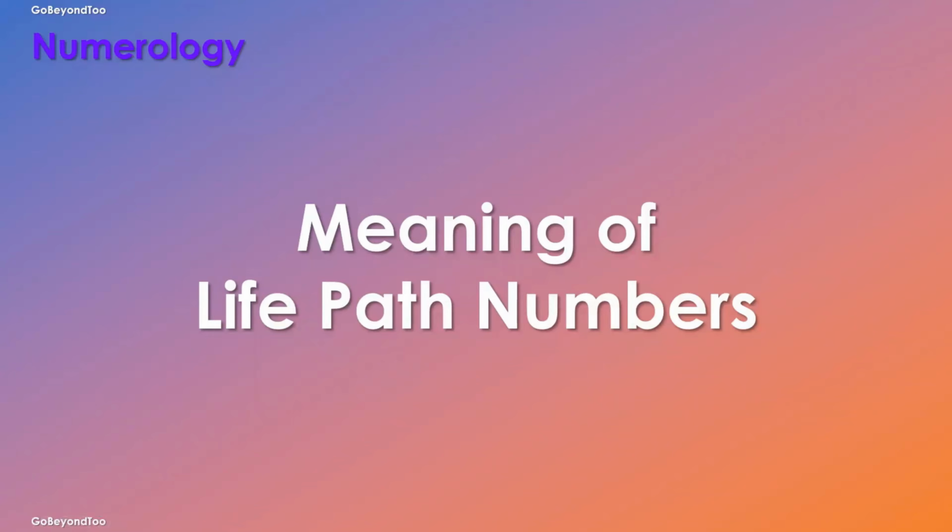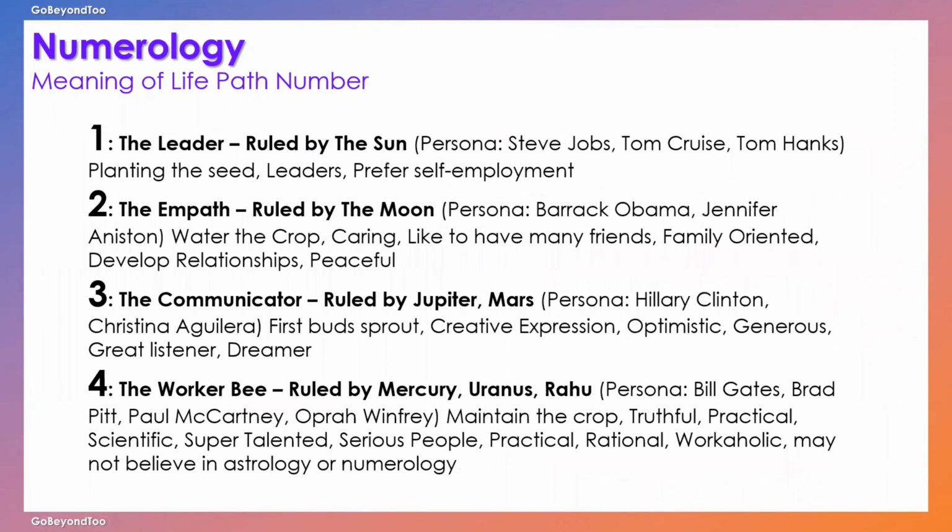Let's go over the meaning of the life path numbers. Life path number 1, this person is a leader. This is ruled by the sun. And the personas, I try to give personas that are known to everybody, such as Steve Jobs, Tom Cruise, Tom Hanks. This is about planting the seed. These people are leaders and they prefer self-employment.